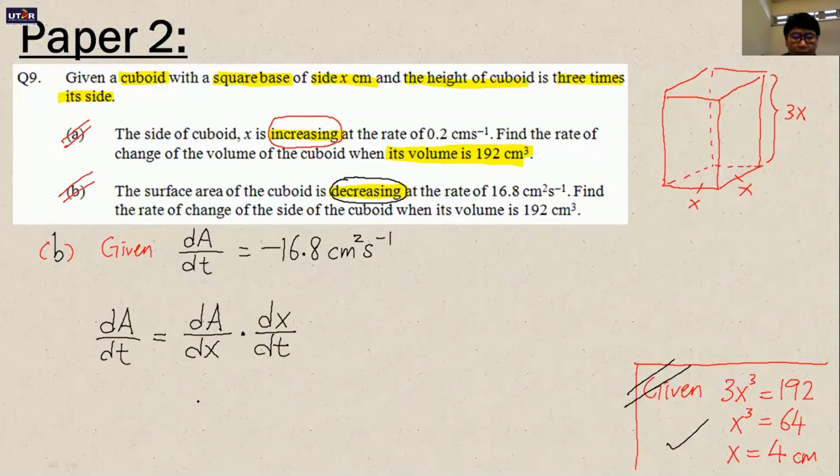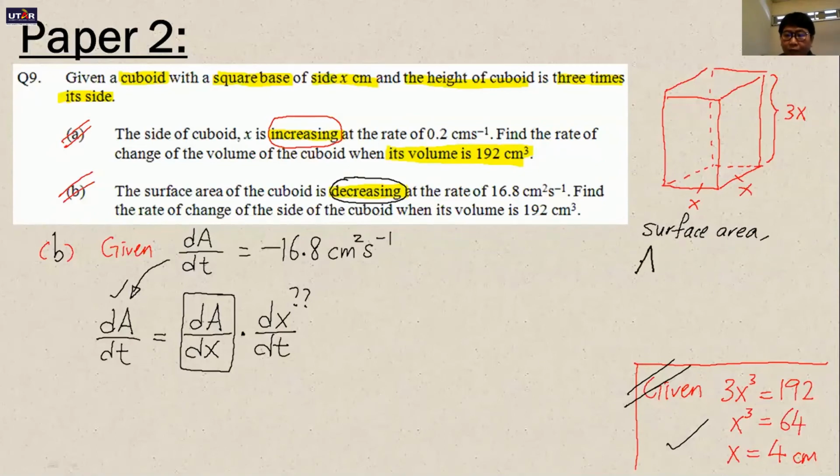This one is given. This one we want to find. So it means I need to find dA over dx. What is dA over dx? So it means I need to find the surface area of the cuboid. Look at the cuboid here. This is your cuboid. What is the surface area here? How many faces do we have? 6 faces: top and bottom, and then 4 sides.